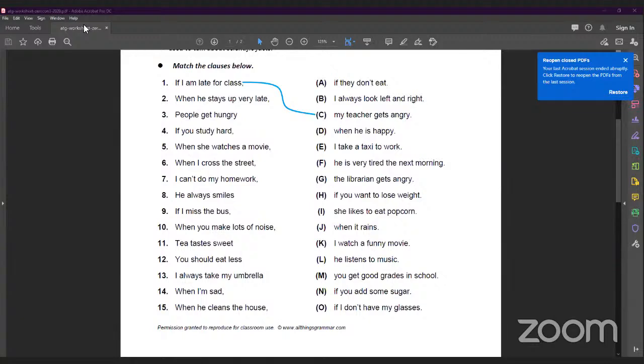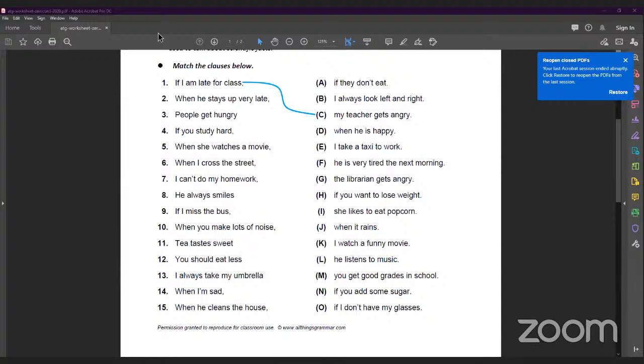Number 7. I can do my homework if I don't have my glasses. Okay, it makes sense for me. That's good. Okay, Javier Lavalle, thank you, please. Number 8 and number 9. He always smiles when he is happy. Okay, that's good. Next one, please. If I miss the bus, I take a taxi to work. Cool, thank you. Next one.